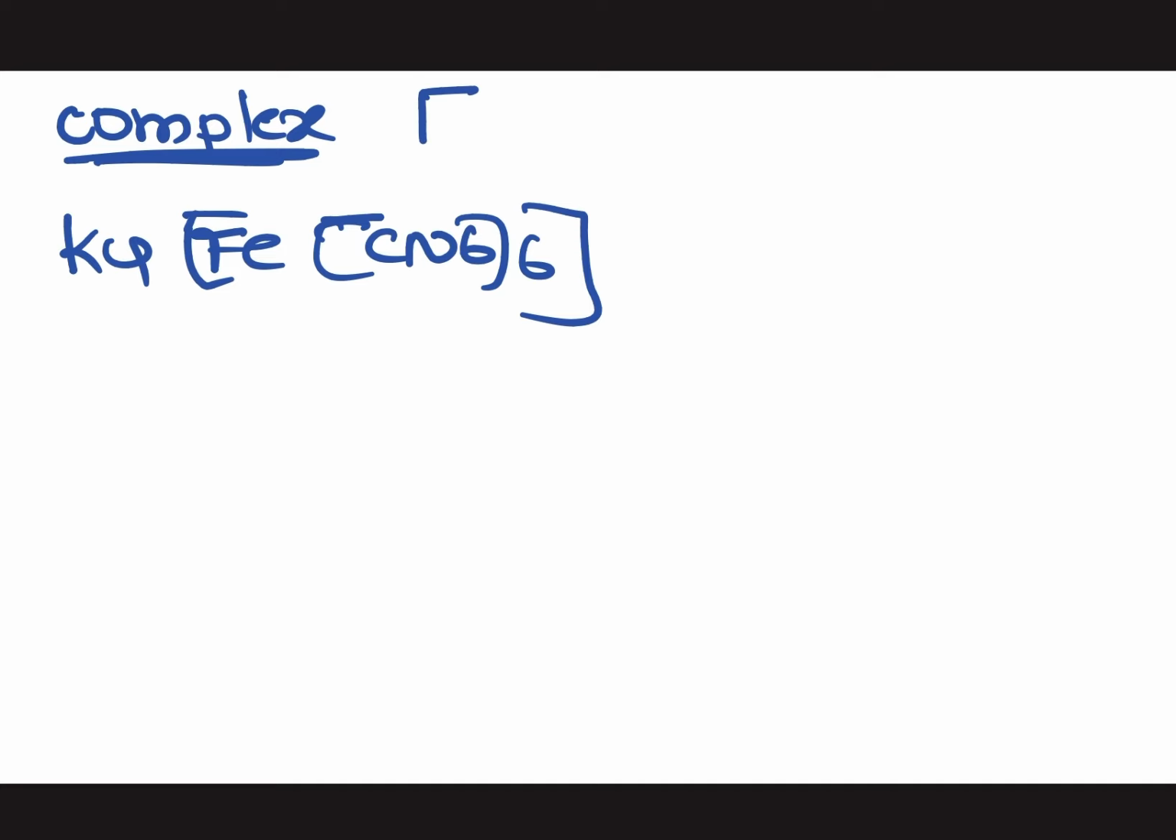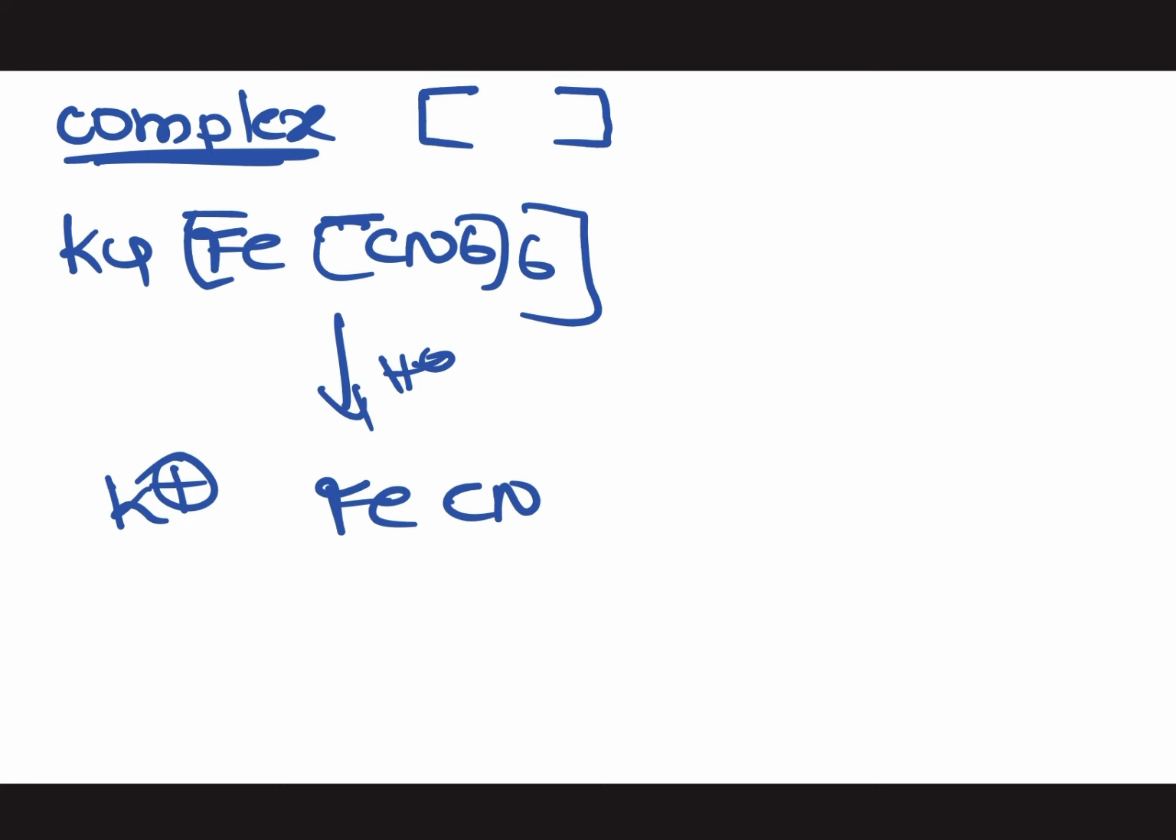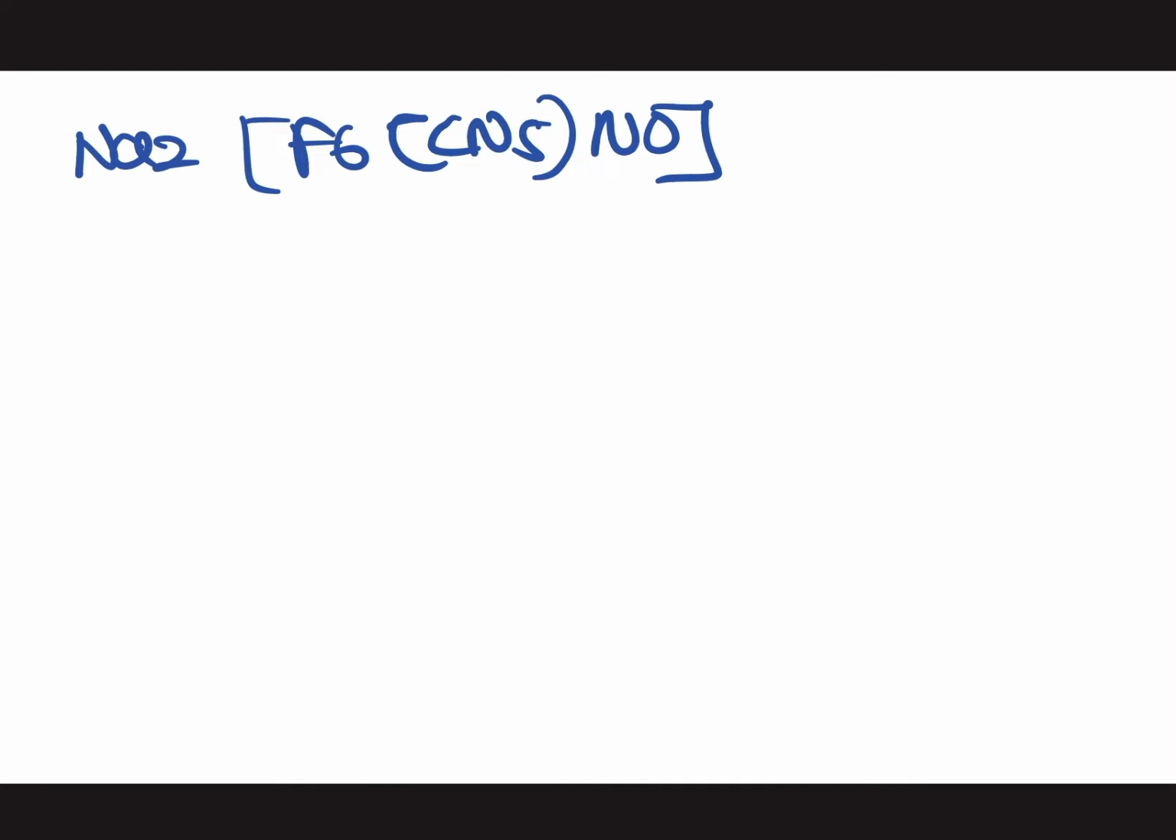In a complex salt, you can see a bracket like this. These are formed by the central metal atom bonded to surrounding molecules or ions via coordinate bonds. So for example, when we dissolve it in water, only K plus will dissolve. The [Fe(CN)6] will not dissolve at all. This means partial, not full dissociation will happen. So in this we can see Na2[Fe(CN)5NO]·2H2O. These are some examples of complex salts.